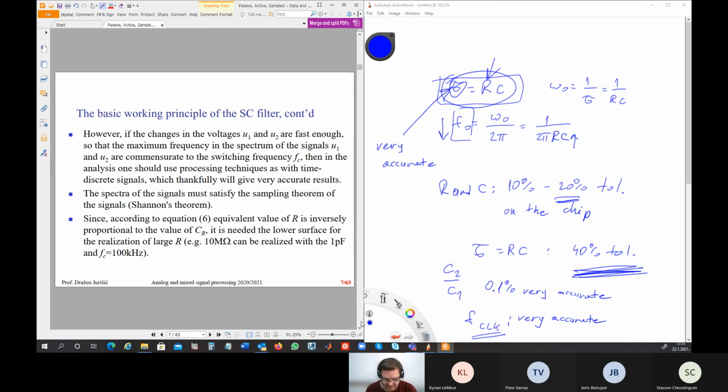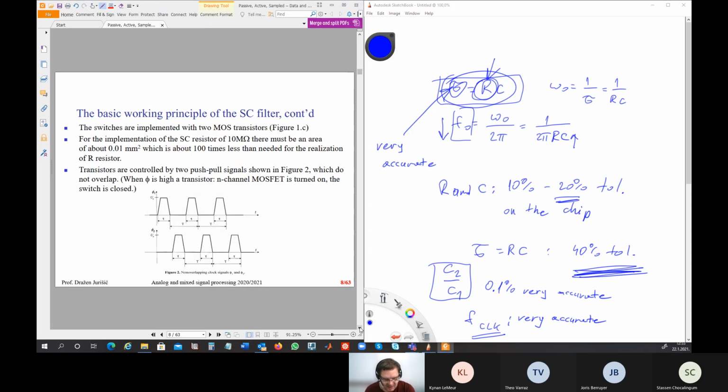Another good thing is, for example, if you want to realize a large resistor, for example 10 megaohm, you will be able to do it with only 1 picofarad, and for example a frequency of 100 kilohertz. So this is another advantage. You can realize very large resistances, not only accurate, but the equivalent R can be of very large value, with small area needed on the chip. So this is another advantage of the switched capacitor.